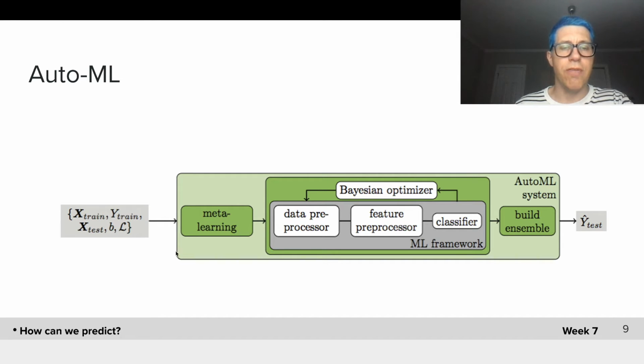So what does it consist of? It has a meta-learning part that looks at similar machine learning problems, has memorized what worked for those problems, and then uses that knowledge to basically try the ideas that are appropriate for that data set. Then it iterates using the machine learning framework. We talked about a couple of components of scikit-learn, and it calls a data preprocessor, a feature preprocessor, and a classifier. And then it goes back to a Bayesian optimizer that reruns this.